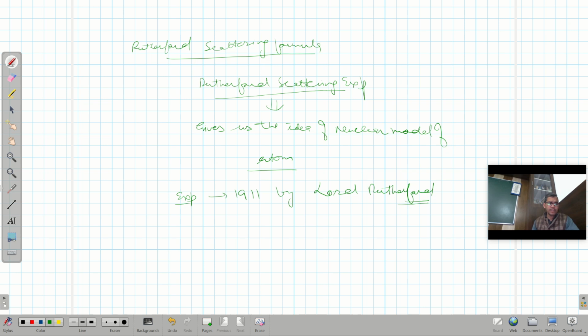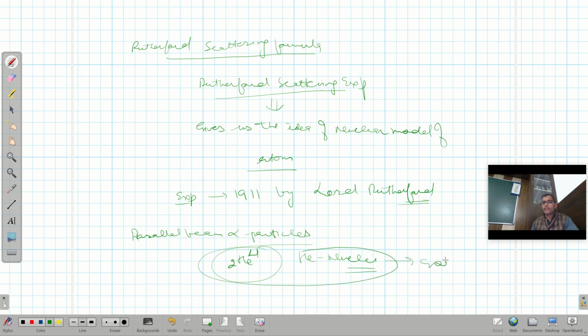What he did was take a parallel beam of alpha particles. So what is an alpha particle? An alpha particle is basically 2He4, or in other words, a helium nucleus. He bombarded the alpha particles on a gold foil, and the gold foil is very thin.